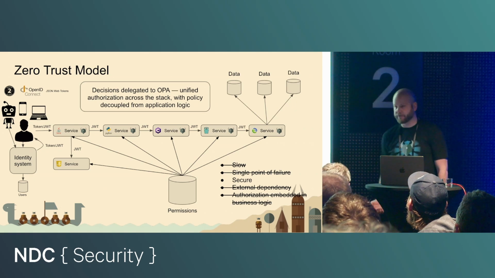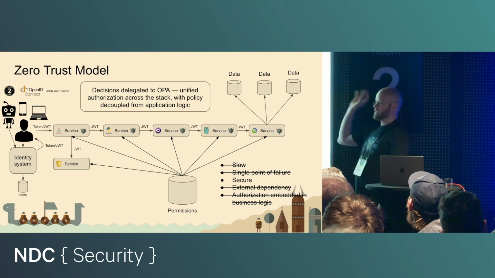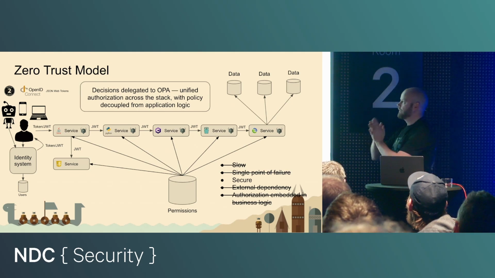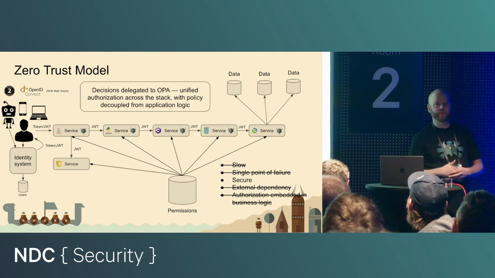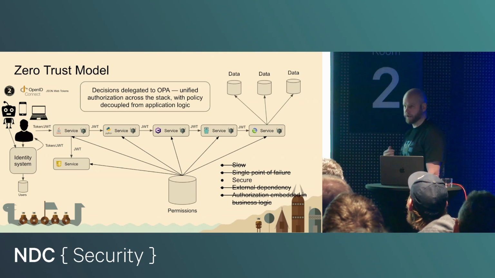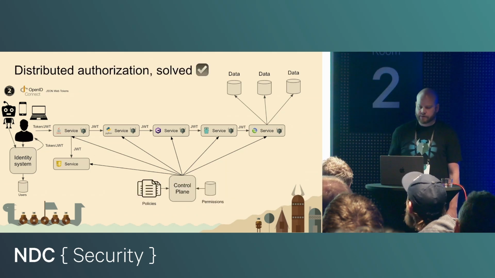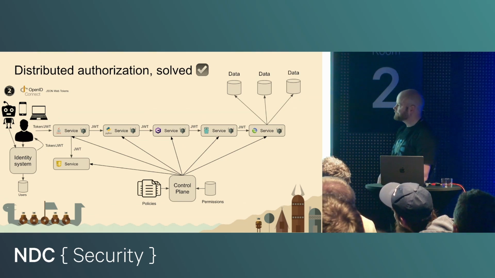We no longer have authorization logic embedded in our applications. So we can write policy from one place and deploy it to all services in the stack. They might be written in any number of languages. It doesn't matter because we have one unified way of working with policy across our whole stack. So distributed authorization solved pretty much.